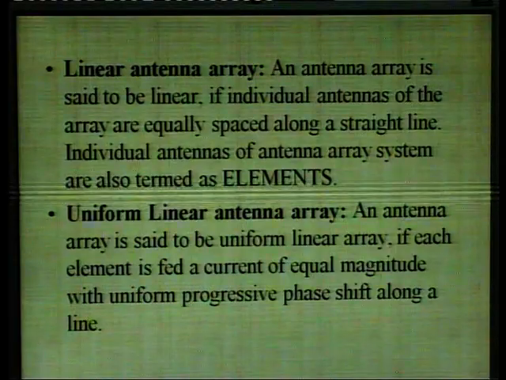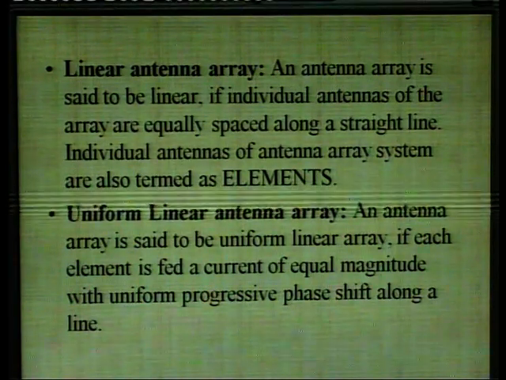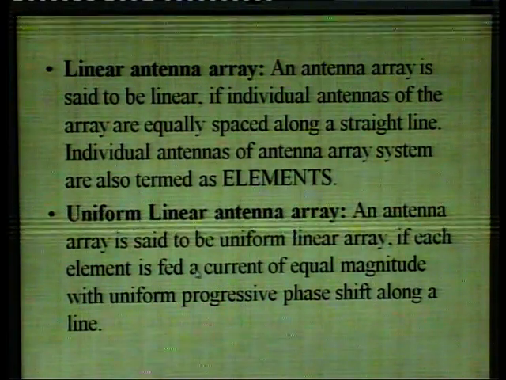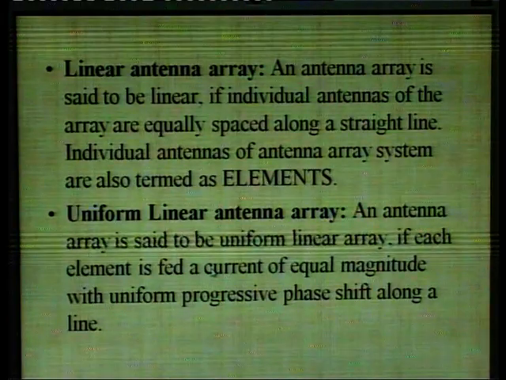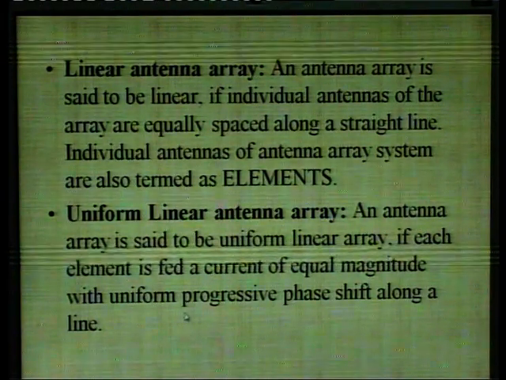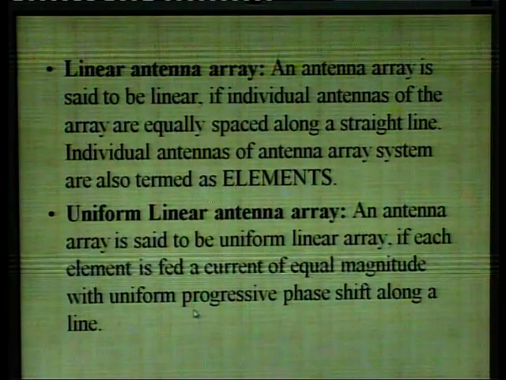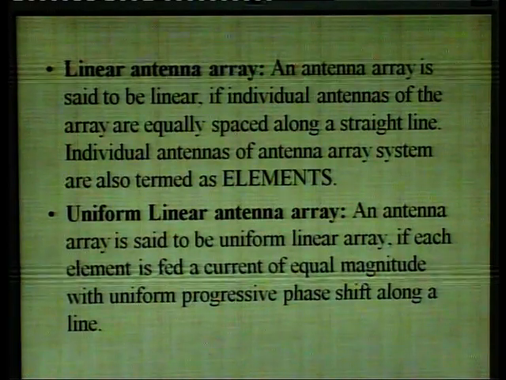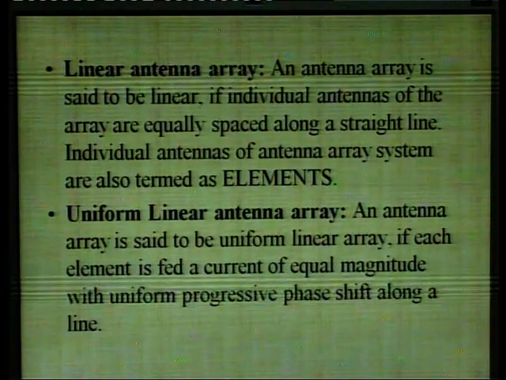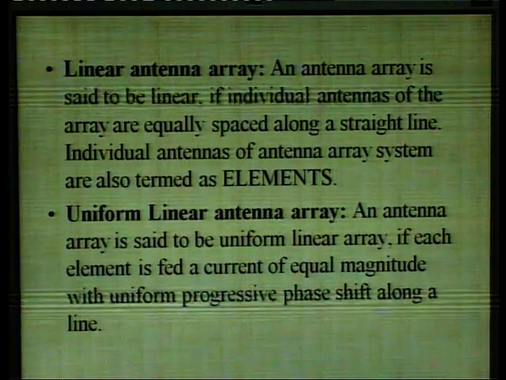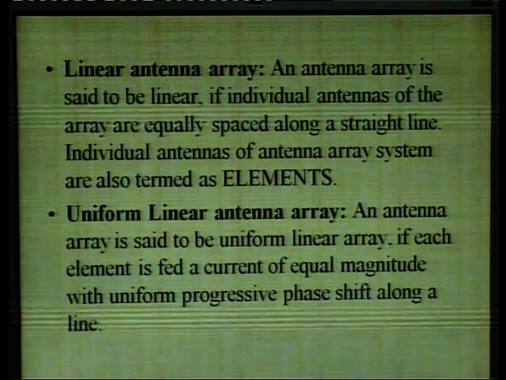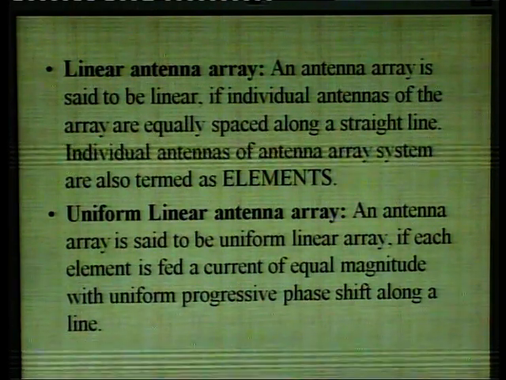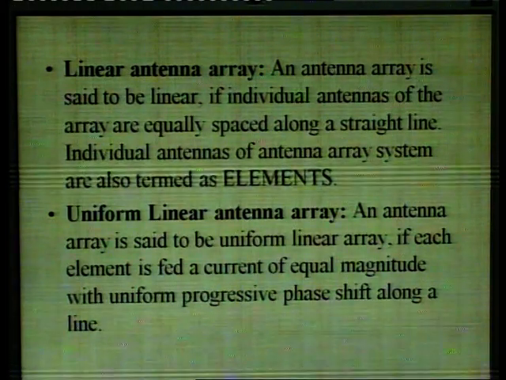Next is the uniform linear antenna array. An antenna array is said to be a uniform linear array if each element is fed with a current of equal magnitude and uniform progressive phase shift along a line. In case of a linear antenna array, the spacing between the antennas is kept the same, but in case of a uniform linear antenna array, the spacing between the antennas is kept the same and each antenna is fed with a current of equal magnitude and progressive phase shift.